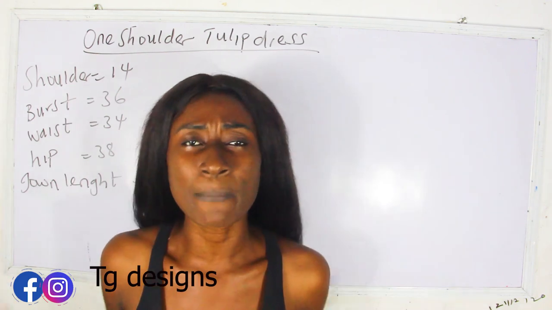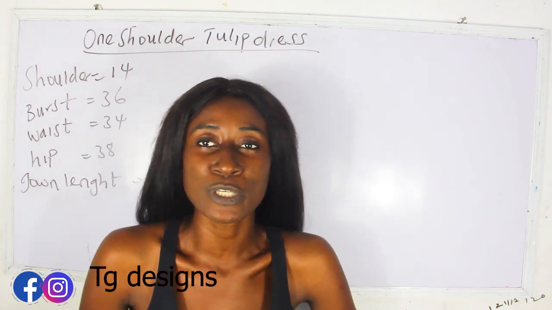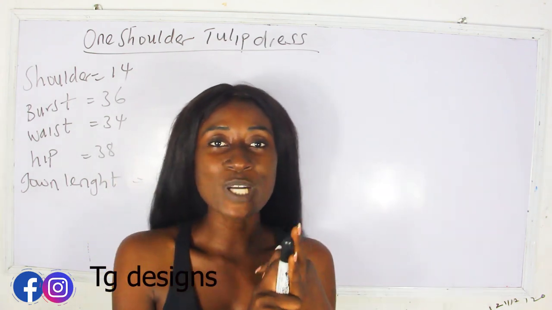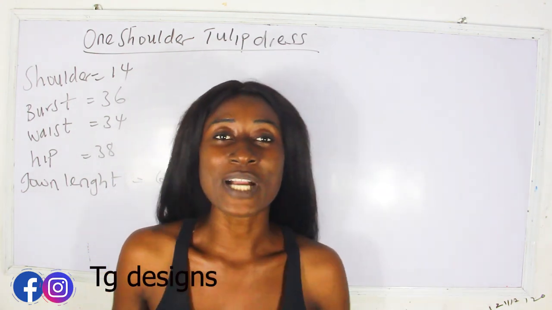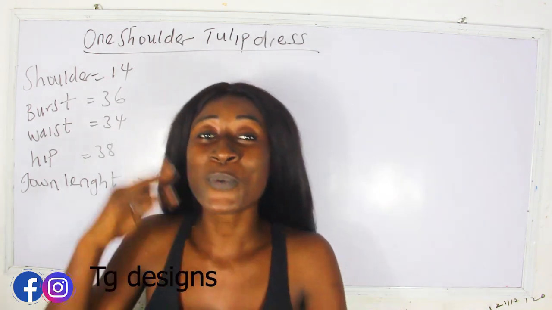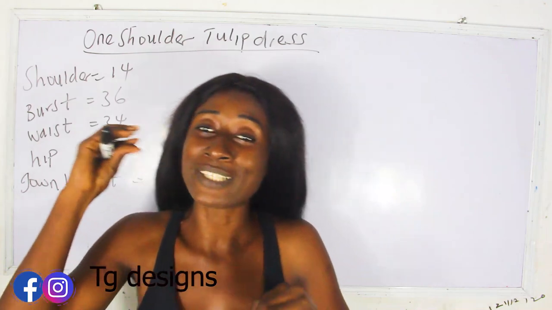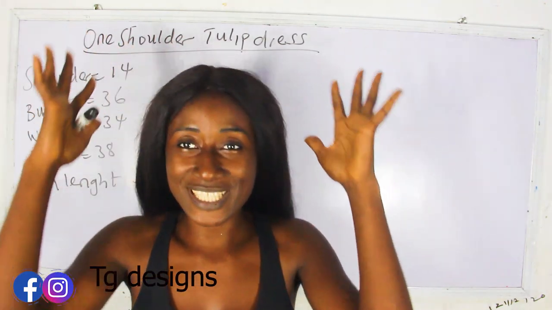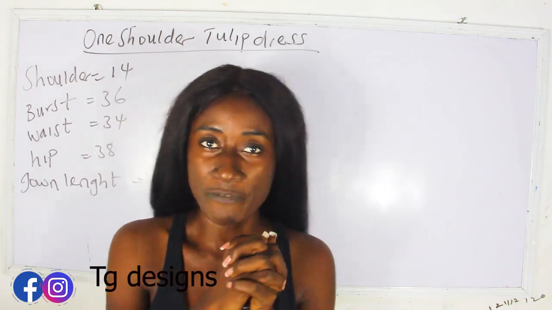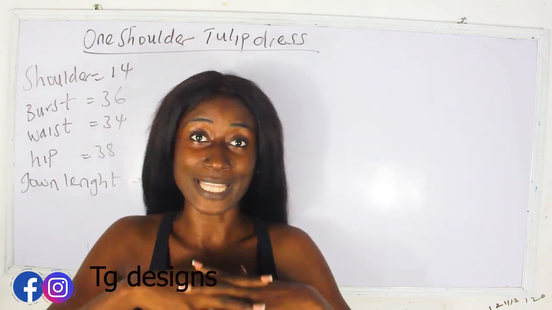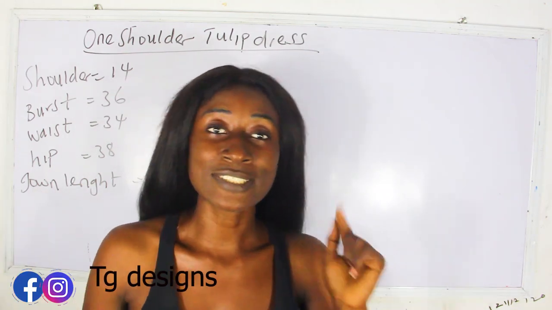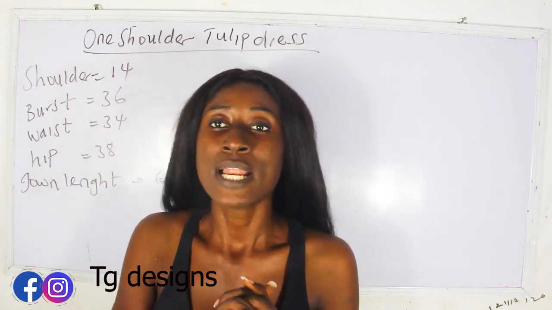So what are the basic measurements required in order for you to achieve this dress? You need your shoulder measurement, bust measurement, waist, hip and your gown length. I know you might want to ask me, what about our shoulder to nipple, nipple to nipple, shoulder to underbust? All those things are entailed in your size chart, and if you haven't watched my video on size charts, please go ahead and do that. I'm also going to put the link in the description box, and size charts are available. So let's go ahead now.